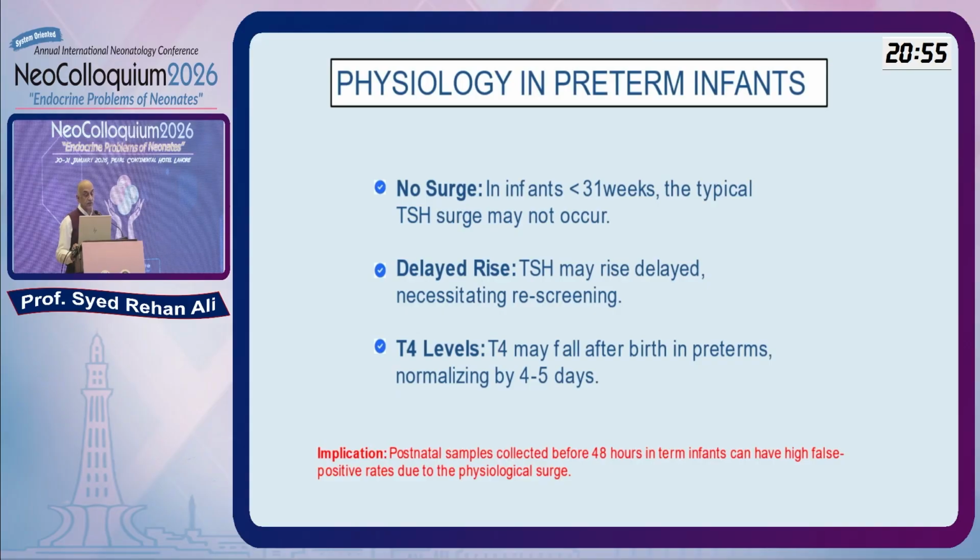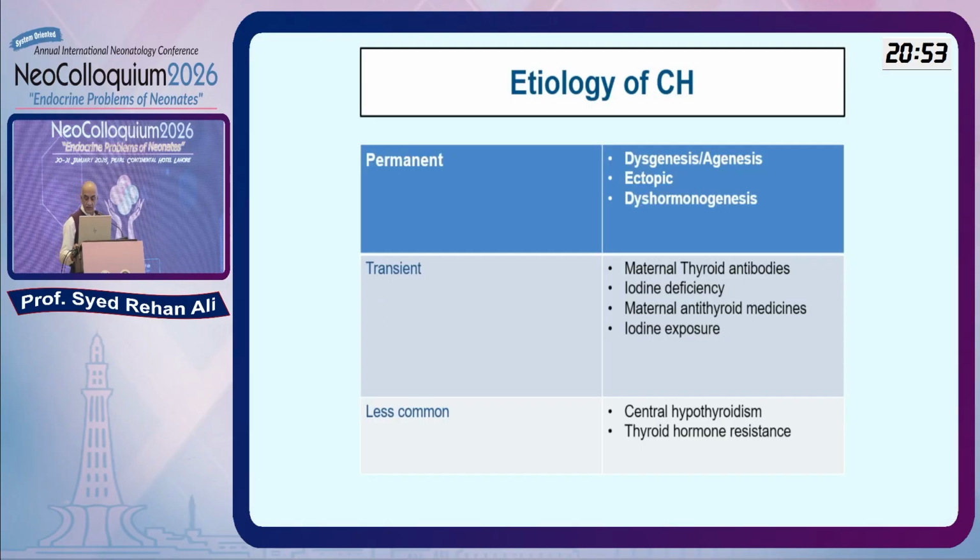due to the physiological surge. In terms of etiology, we do know that there is a permanent, transient, and less common etiology behind congenital hypothyroidism. Permanent ones are dysgenesis, agenesis, ectopic, and dyshormonogenesis. And the transient ones are secondary to maternal thyroid antibodies, iodine deficiency or exposure, and some less common ones like central hypothyroidism and thyroid hormone resistance.